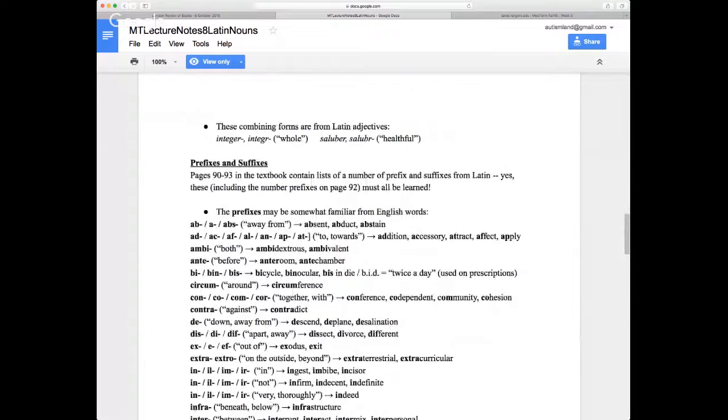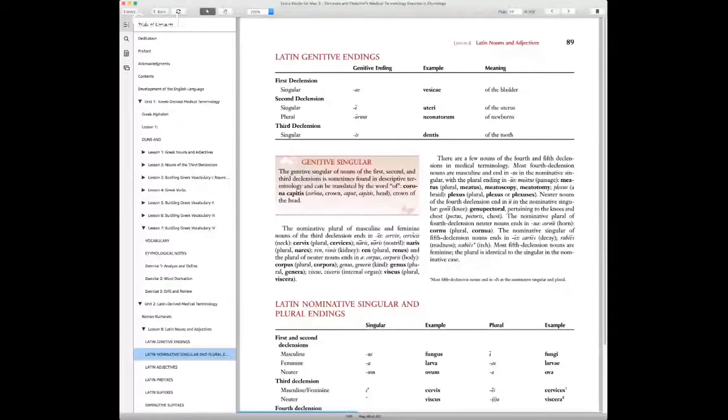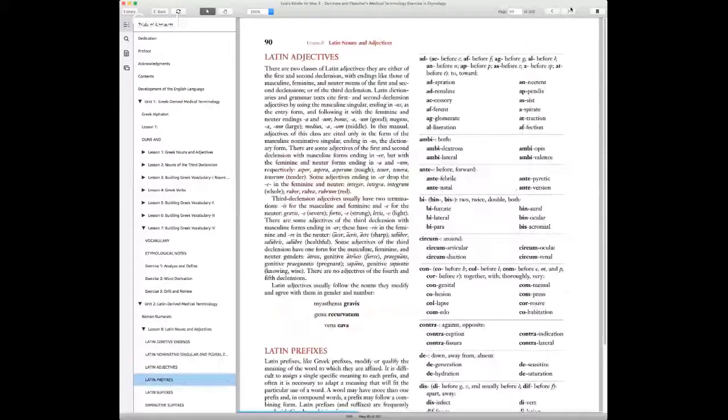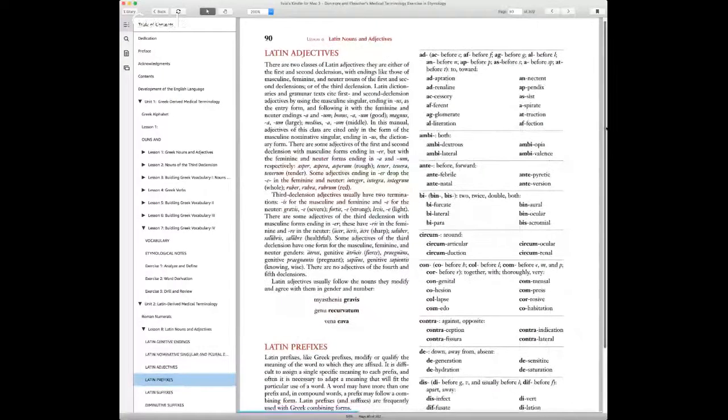Okay, the other fun part of lesson eight is that there's a whole bunch of new prefixes and suffixes to learn. And this, in some ways, along with the grammatical information, is one of the most exciting parts of lesson eight. Maybe you don't think it's so exciting.